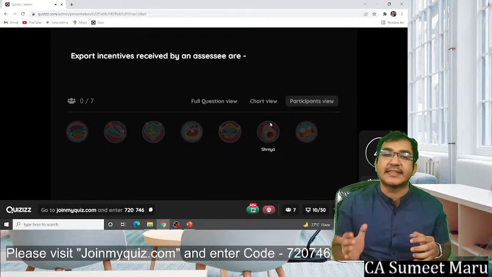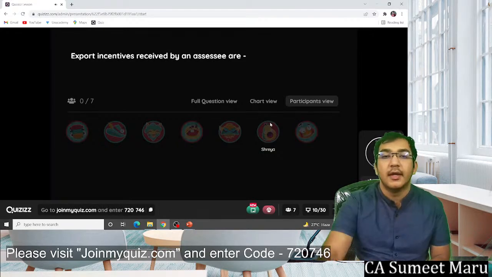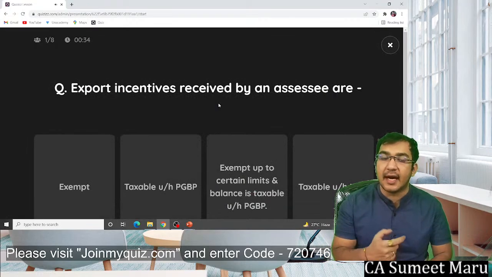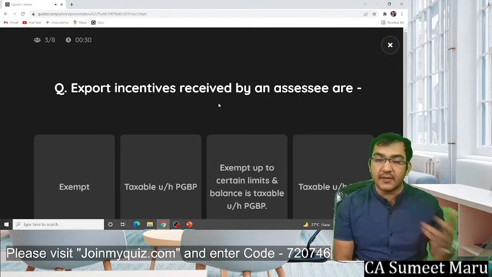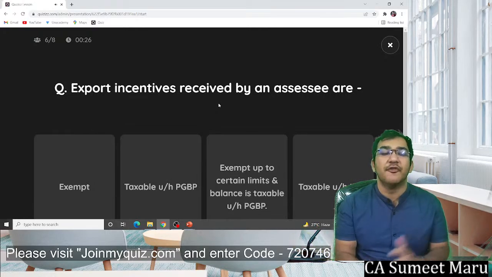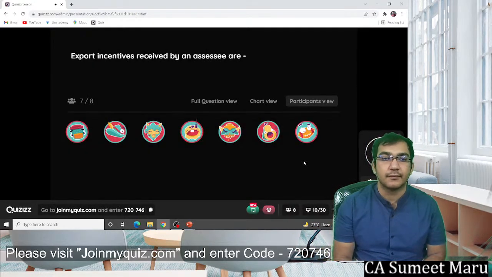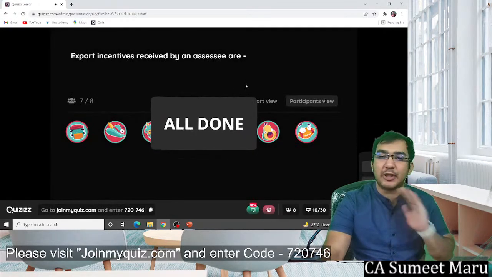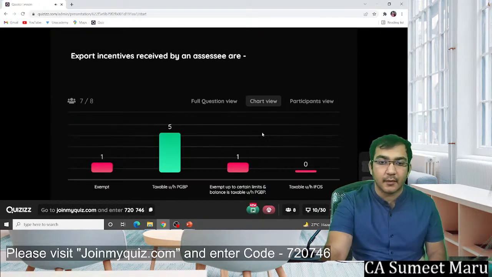Export incentives received by an SSC are dash dash. Even this we have learned. The first chapter of PGBP itself answers your every question which we are taking right now. Yes, it's absolutely taxable under the head PGBP. That's the most correct answer here.